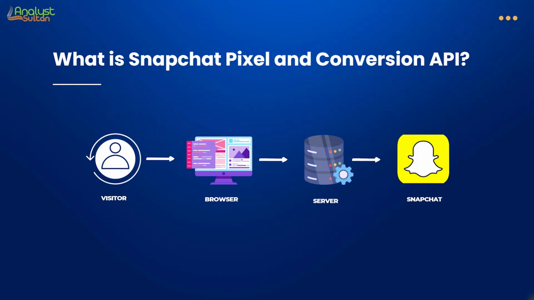So what exactly is the Snapchat Pixel Conversion API? Simply put, the Snapchat Pixel is a piece of code you add to your website to track visitor actions like page view, sign up, purchase, and the Conversion API, on the other hand, sends the data directly from your server to Snap, improving data accuracy and reliability, especially with cookie restrictions and privacy updates. Using both browser and server-side tracking gives you the best of both worlds.